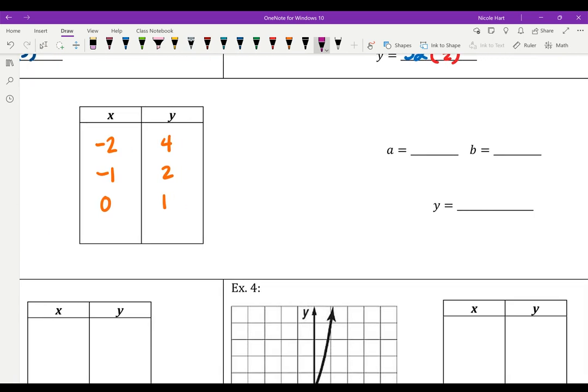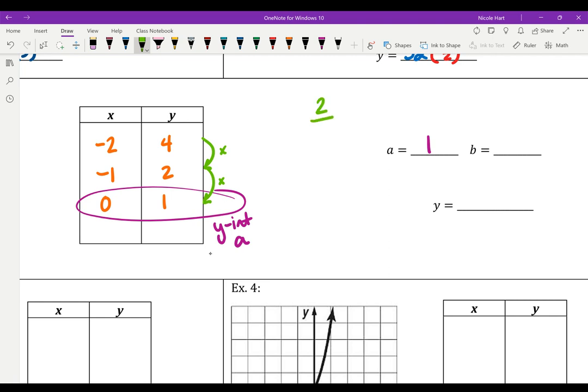And the first thing I want to find is a. a is going to be that y-intercept, and so that is going to be 1. And then I need to determine what the value of b is, which is going to be the rate of change for the y values. So going from 4 to 2, what am I multiplying by? Going from 2 to 1, what am I multiplying by? I can find this by taking the previous y. I'm going to take 2 and divide it by the y before it, 4. And that gives me 1/2, or 0.5. So they are being multiplied by 1/2.